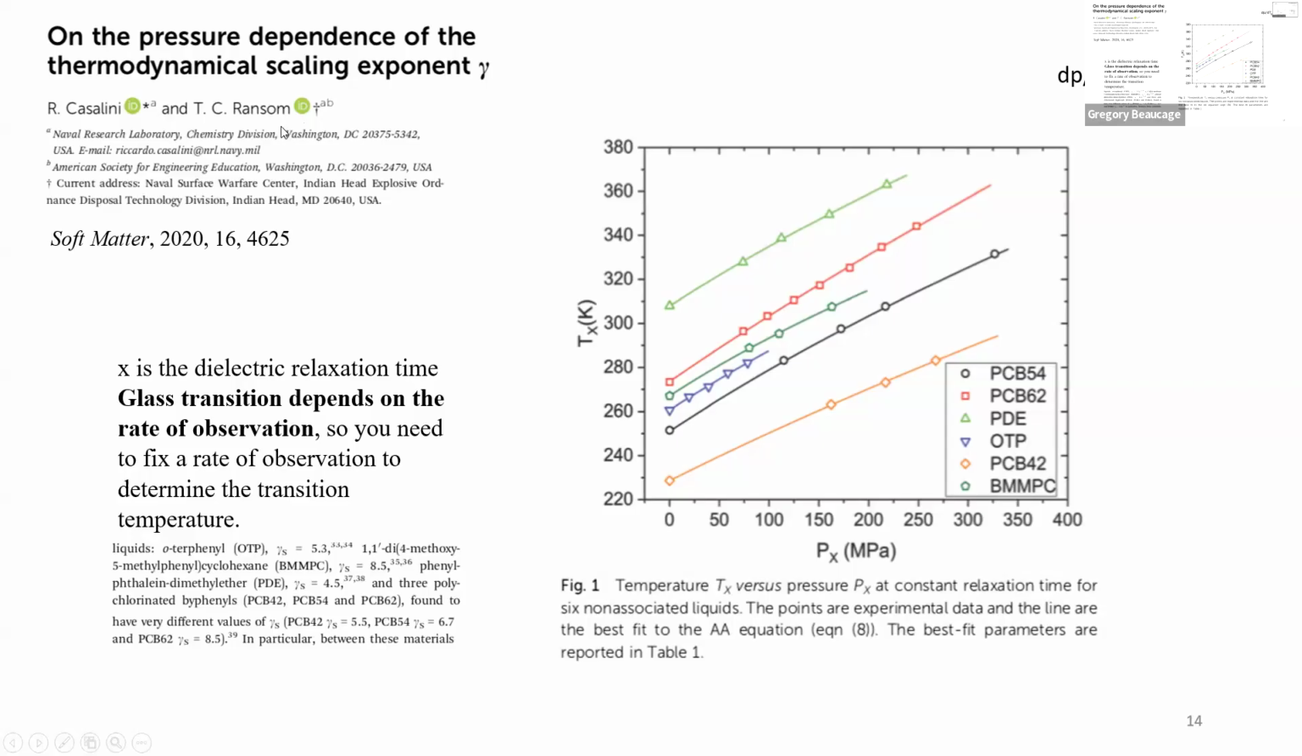Casalini and Roland. These guys are at the Naval Research Lab, which is across the river from Washington, D.C., in Anacostia. Like the DCA airport, which used to be National Airport, and across the river from that is Anacostia. There's also the sewage treatment plant for DC there.